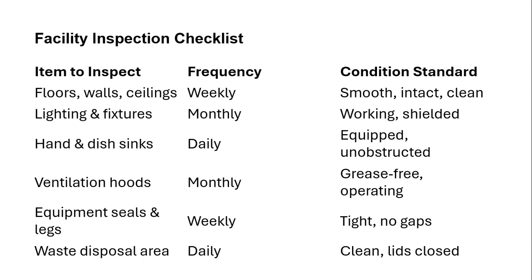Ventilation hoods should be inspected monthly. They should be grease-free and operating properly to sufficiently pull out any kind of grease in the air so things don't get condensation or anything growing on it. Equipment seals and legs should be checked weekly, tight with no gaps. Waste disposal areas should be checked daily, with clean lids kept closed, always kept closed. All you've got to do is leave it open one night, and you've got all sorts of rodents and things joining you.